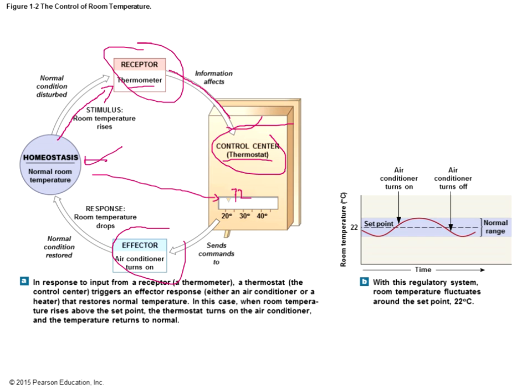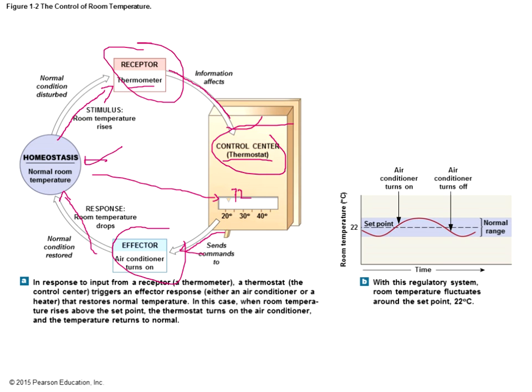72 degrees. Once it goes out of that range, the control center receives this information. The control center then sends the commands to the effector. The effector in this case would be the air conditioning unit. The air conditioning unit is instructed to turn on, pumps cool air into the house, and the normal condition is restored. So can you see how that is a negative feedback loop?